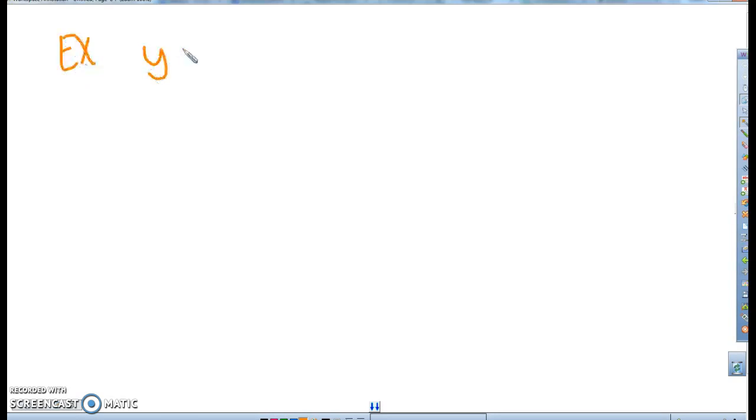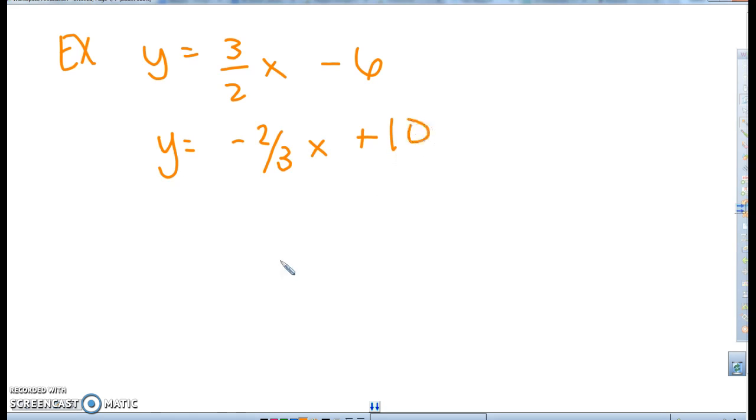So we'll try y equals 3/2 x minus 6. So I'm looking for a line perpendicular to this. And it should have a slope of -2/3, because that's the negative reciprocal, and then plus whatever b value you want.